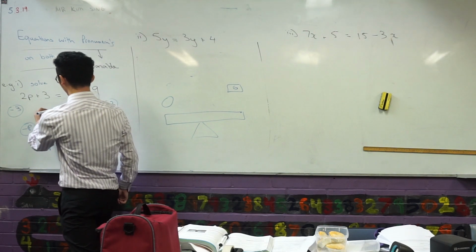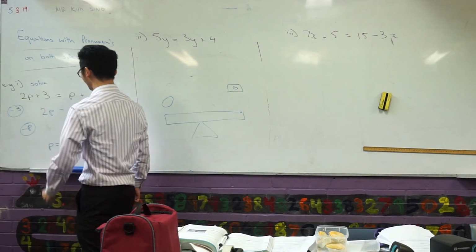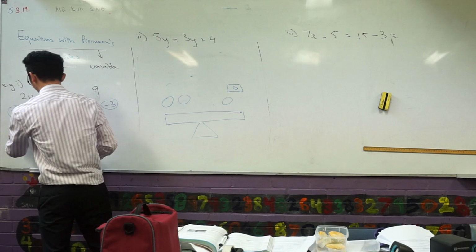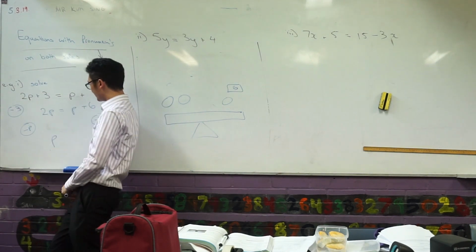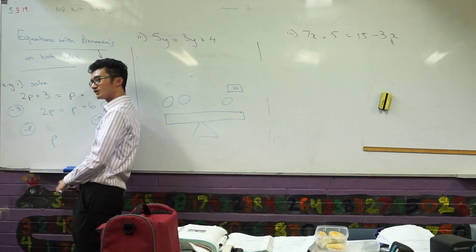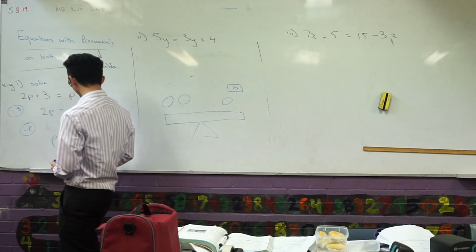So right now, 2p is equal to 6. As I said, let's take away p from both sides. What's 2p minus p? Just one lot of p. I've got one lot of pie left.